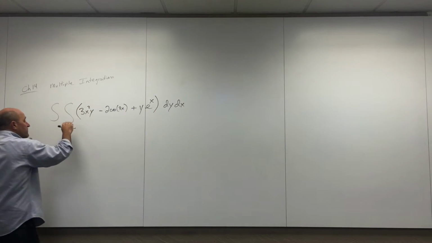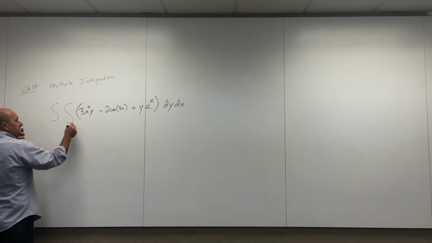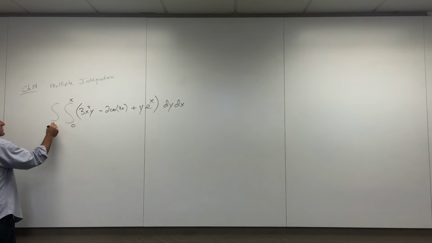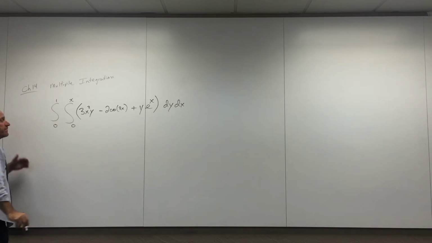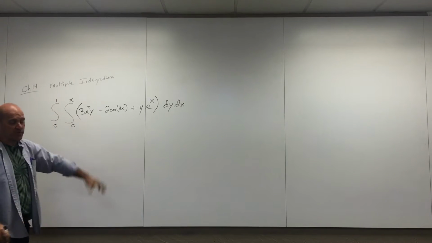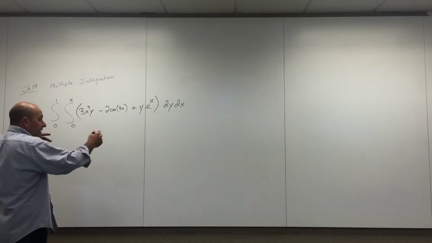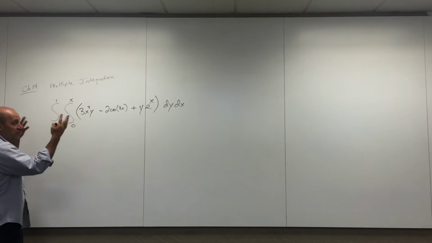The bounds for the inner integral dy, I'm going to make 0 to x, and then the bounds for x, I'll just make it 0 to 1. So I just made up this problem. This is a typical double integral, and I'll tell you what it means a little later. Right now, I just want you to do it.